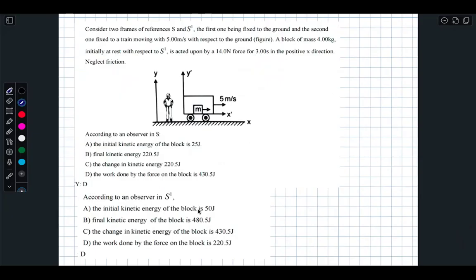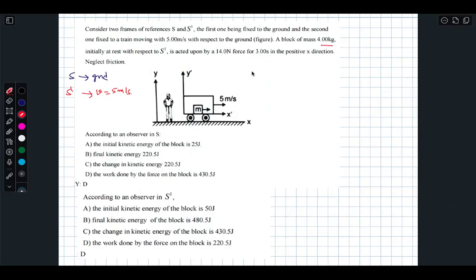Consider two frames of reference S and S dash. The first one being fixed to the ground. S is fixed to the ground. S is a ground frame observer. S dash is also moving with a constant velocity of 5 meters per second. A block of mass 4 kg initially at rest with respect to S dash is acted upon by a force of 14 newtons for 3 seconds in the positive x direction.